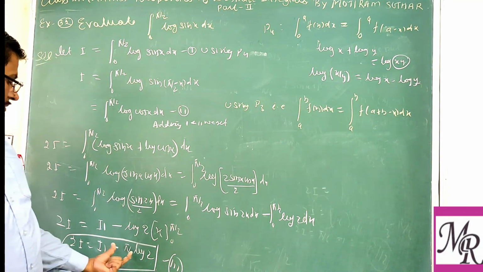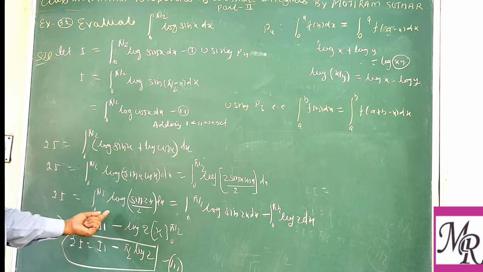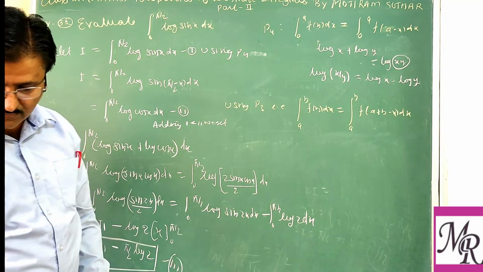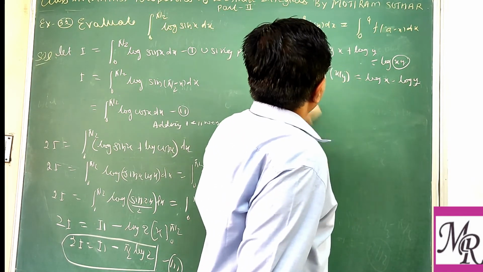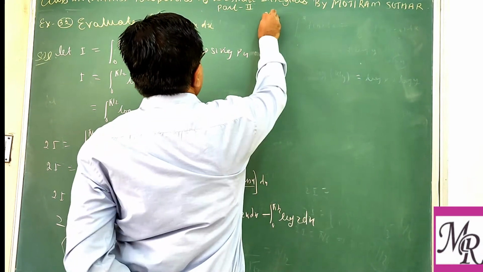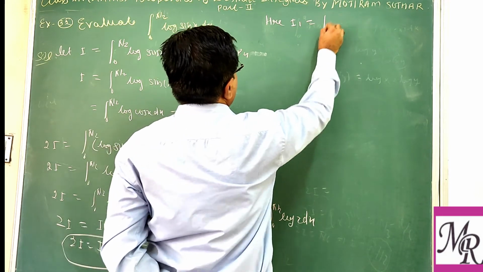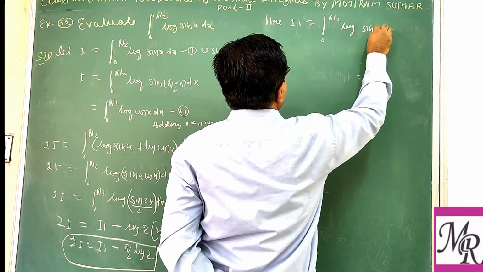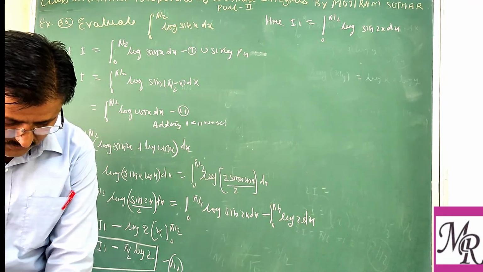Clear? So now our job is to find I1, this is already calculated. So what is I1? I1 is this integral. Here I1 we have to calculate separately, from 0 to pi by 2, because this is also very important. Sin x dx, 0 to pi by 2, log of sin 2x.